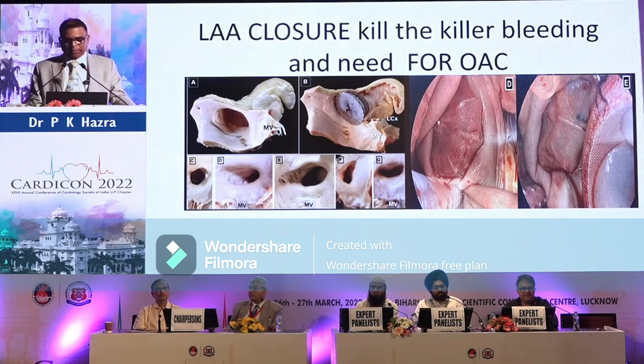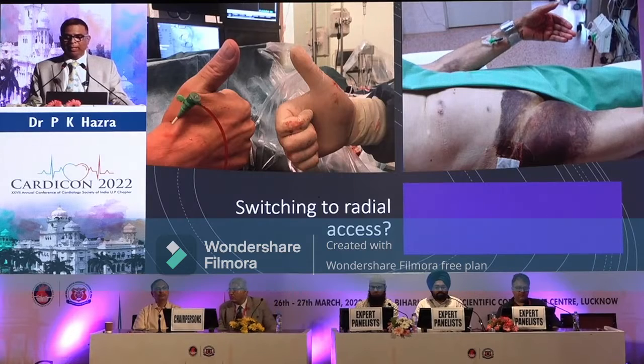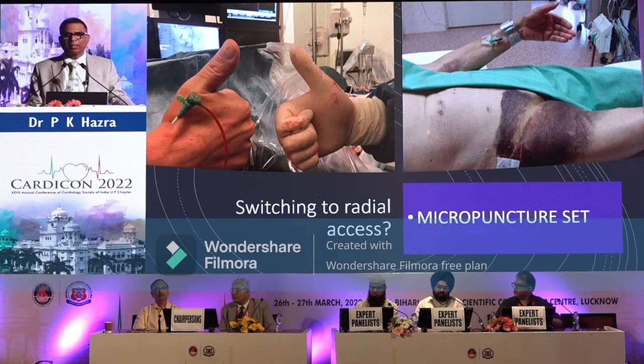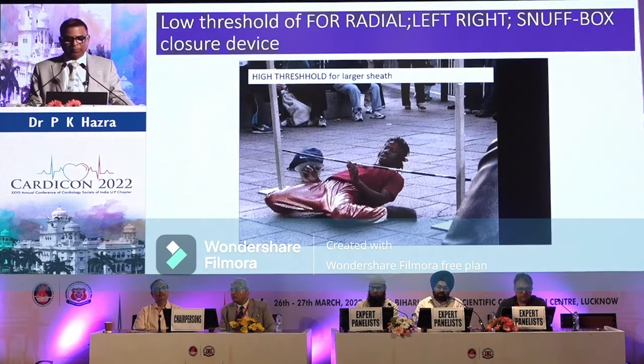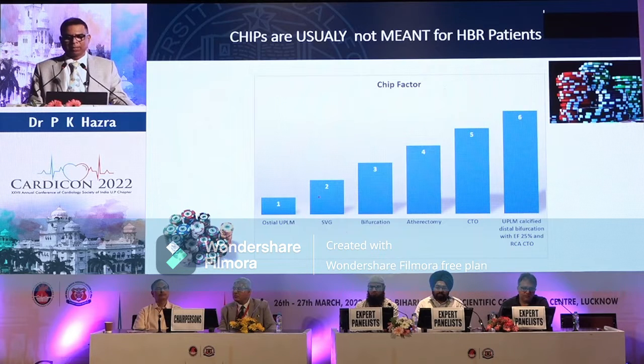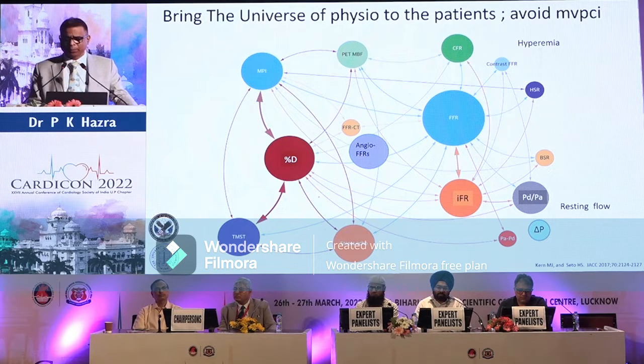So this is LA closure. This is very nice. Now, if you have a choice between femoral and radial, you can go from left to right, and always use a micropuncture needle for your femoral access and stop using the larger sheath. So have a very high threshold for a larger sheath and a low threshold for radial, left or right, snuffbox, and closure devices. Cheap cases are not the usual or ideal cases in HBR patients, so try to avoid using Impella or ECMO in HBR patients.